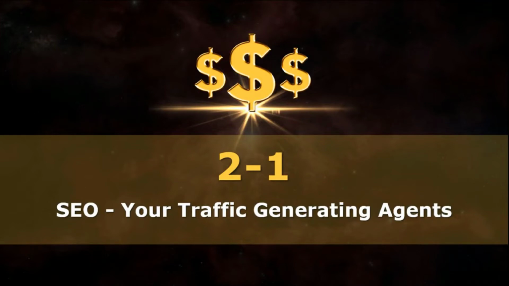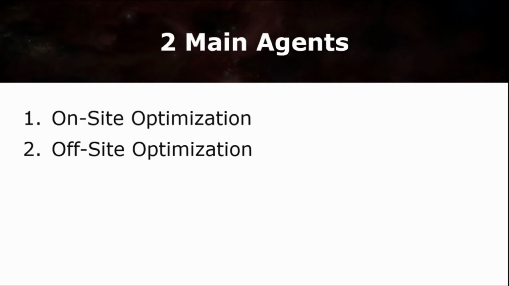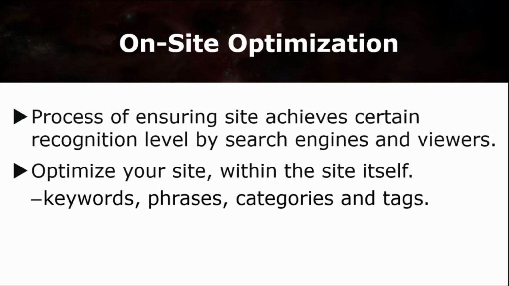Now, in this module, we will unravel how to effectively generate traffic via SEO's traffic agents by fully optimizing your site. There are two main agents that you need to take into account to generate your desired traffic. These agents are 1. The on-site optimization, 2. The off-site optimization. Let's first discuss the on-site optimization.